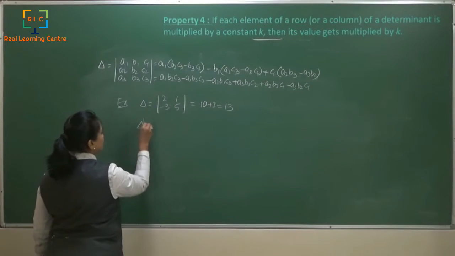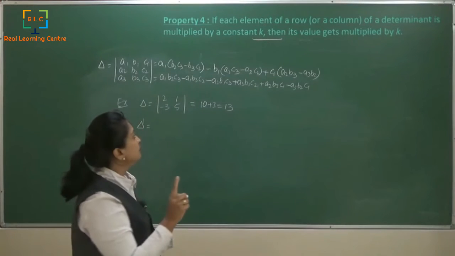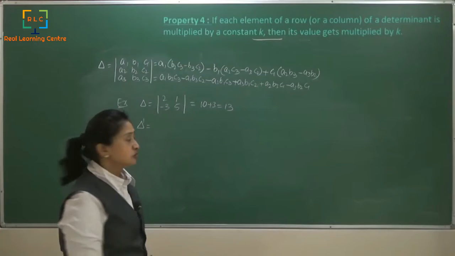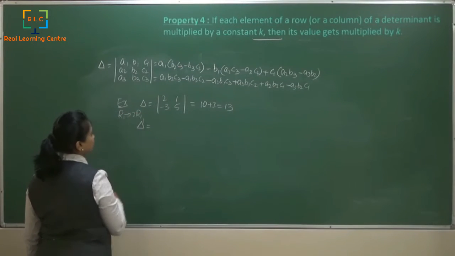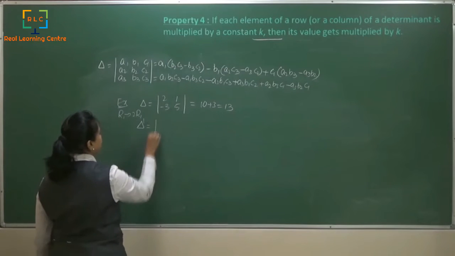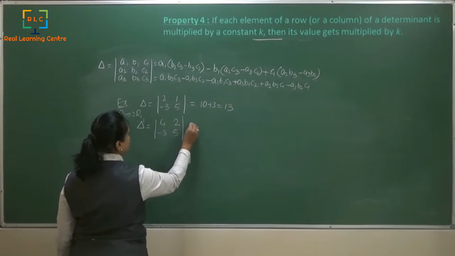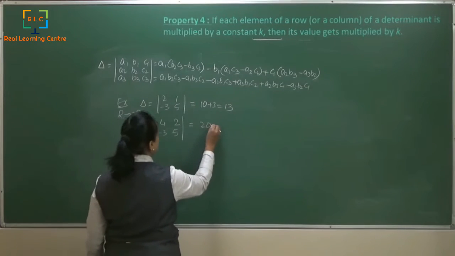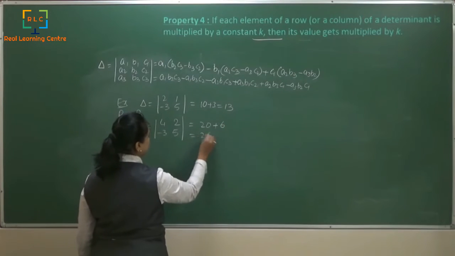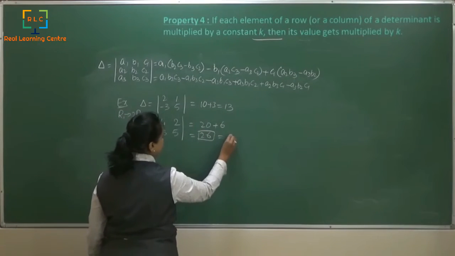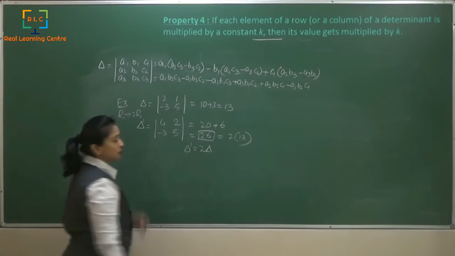Now what I will do, delta dash, I shall multiply, see, each element of any one row or any one column should be multiplied by one constant k. So I shall multiply R1 by 2. So delta dash will be determinant of 2 2s are 4, 2 1s are 2, minus 3, 5, which is equal to 5 4s are 20, minus into minus plus 6, so this is equal to 26. So see that this has been multiplied by 2 into 13. So you got 2 times delta. Delta dash is equal to 2 times delta.